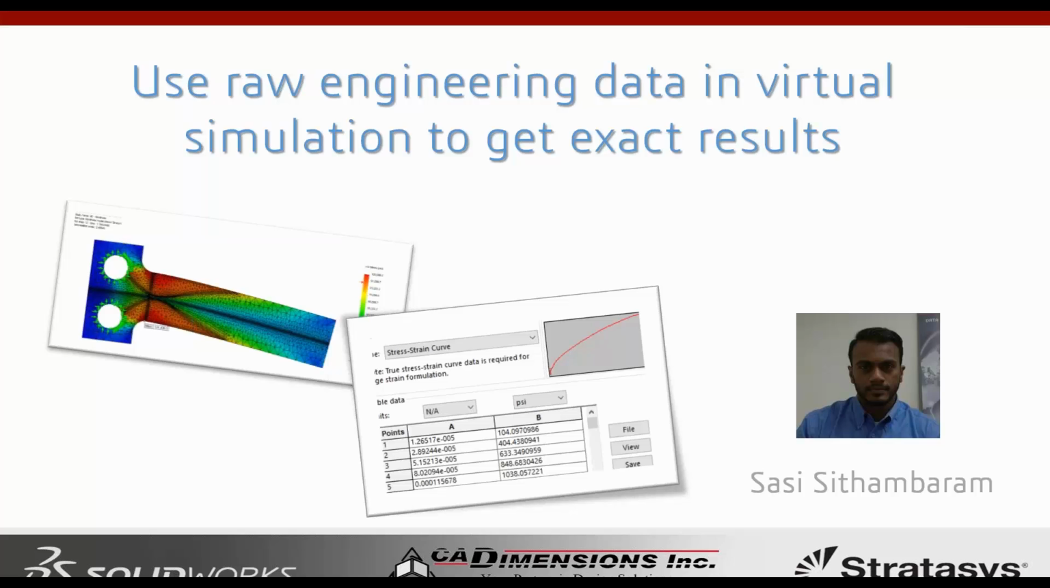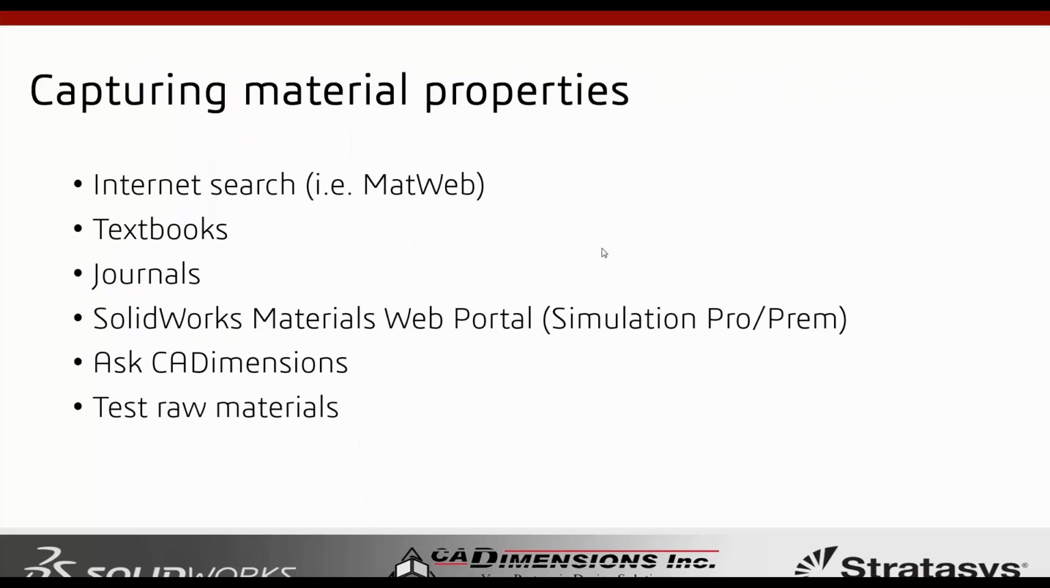Now, material is very important when it comes to simulation analysis. The reason for this is because your geometry is only geometry. It's only a dumb solid. It's only made up of SolidWorks features until you add your material property. That's when it becomes real.